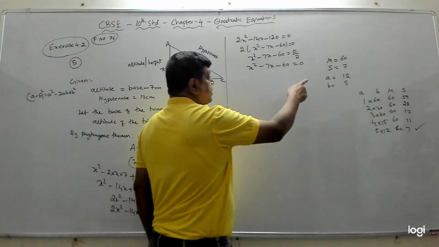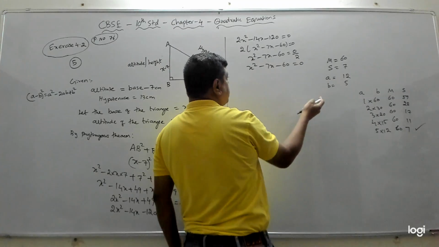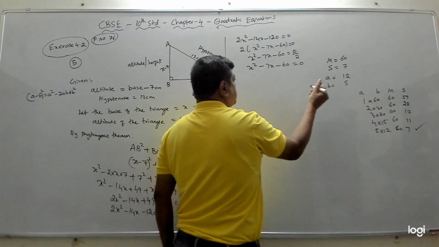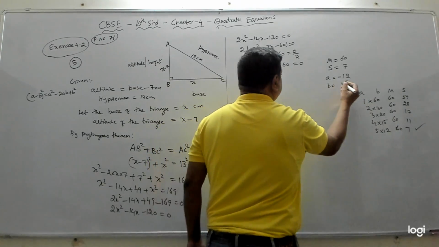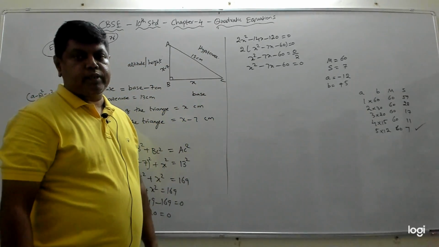Now it's a subtraction case. In a subtraction case, one is positive, one is negative. So to know which is positive and which is negative, we should see this sign. This sign is minus. The greater number will take this minus sign, which means the greater among these is 12. So 12 will take minus and 5 will take plus.